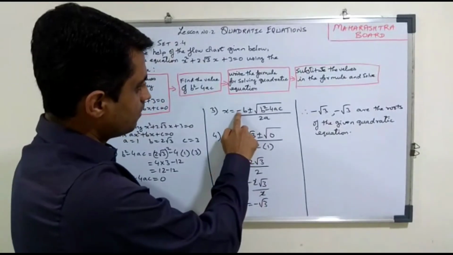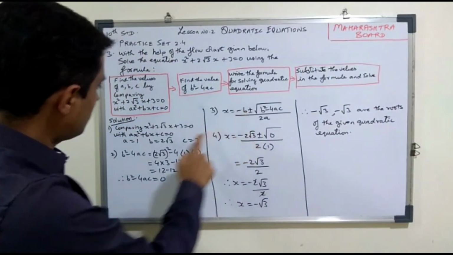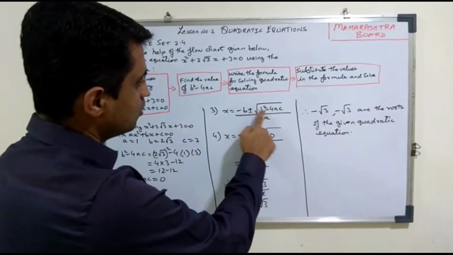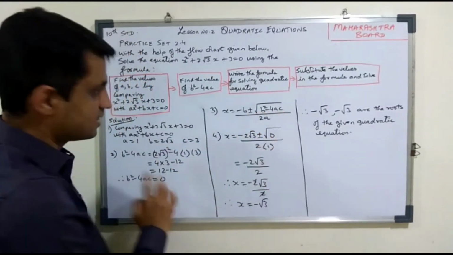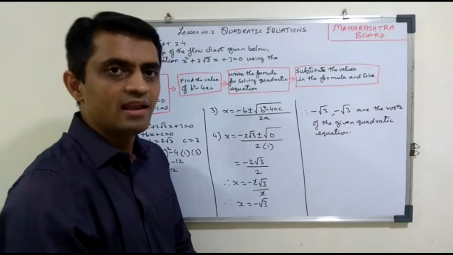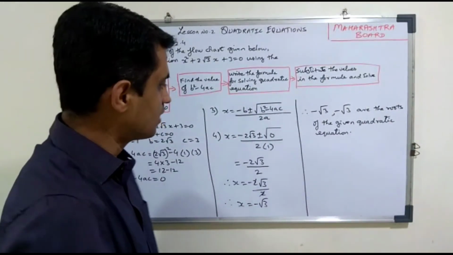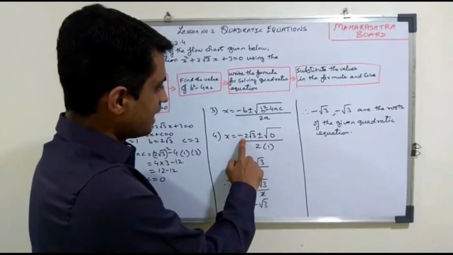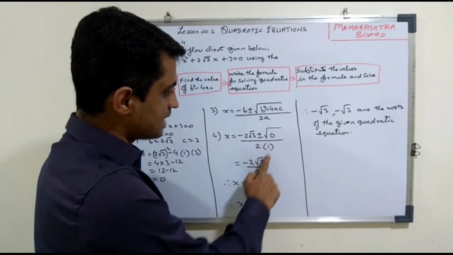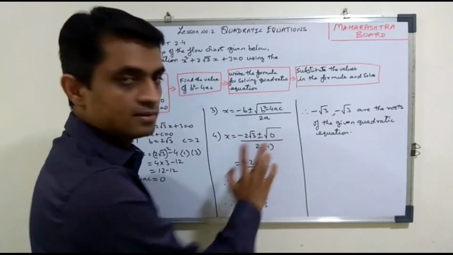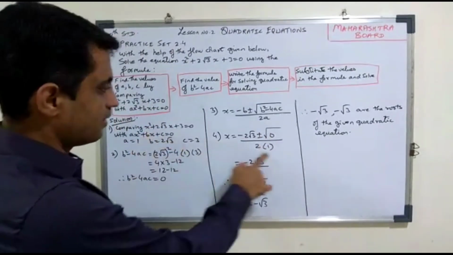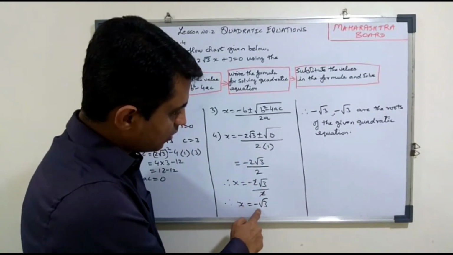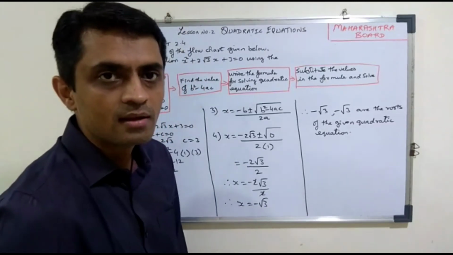X is equal to minus, what is the value of b? We have 2 root 3 now, plus or minus root, what is b square minus 4ac? 0. 0 means roots are real and equal. Means same roots are going to come. Root 0 is 0. No value. So we get minus root 3 upon 2. 2 ones are 2. A value is 1. We have substituted from here. Now 2 get cancelled. So we get x is equal to minus root 3. That is the final answer.